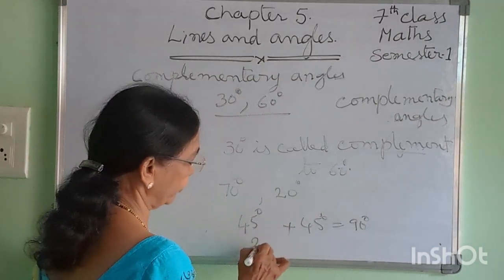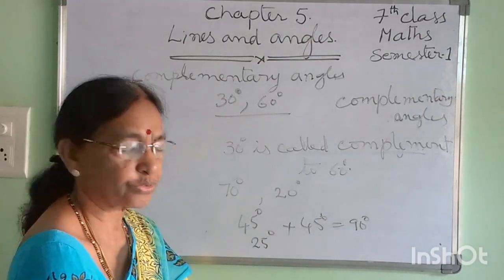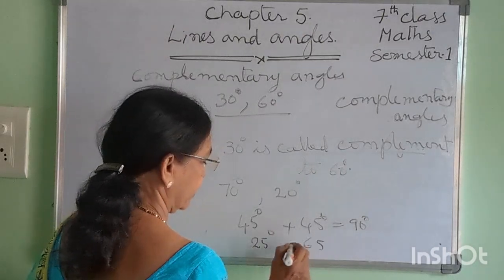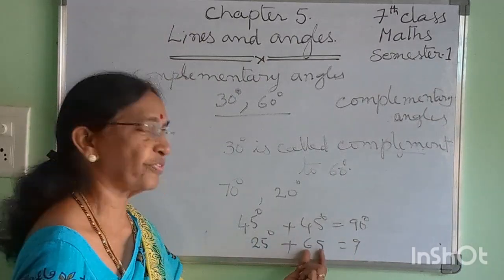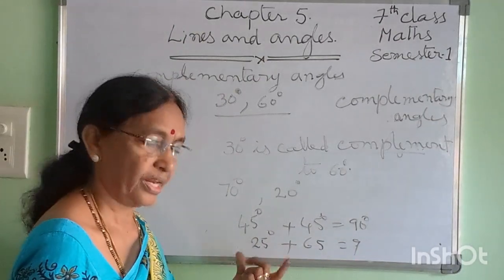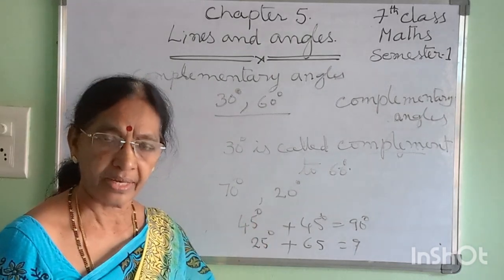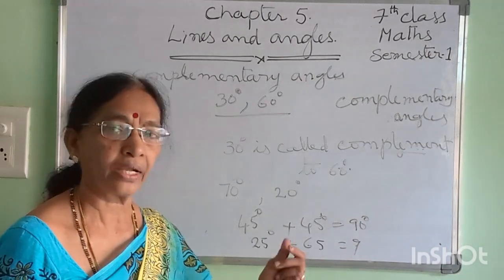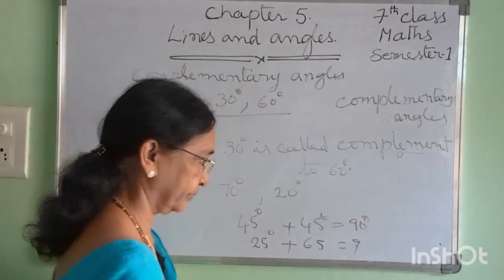The complement of 25 degrees is equal to 65 degrees, because the sum is equal to 90 degrees. The complement of 65 degrees is 25. Like that, if the sum of two angles is 90 degrees, then they are called complementary angles, and one angle is the complement to the other.